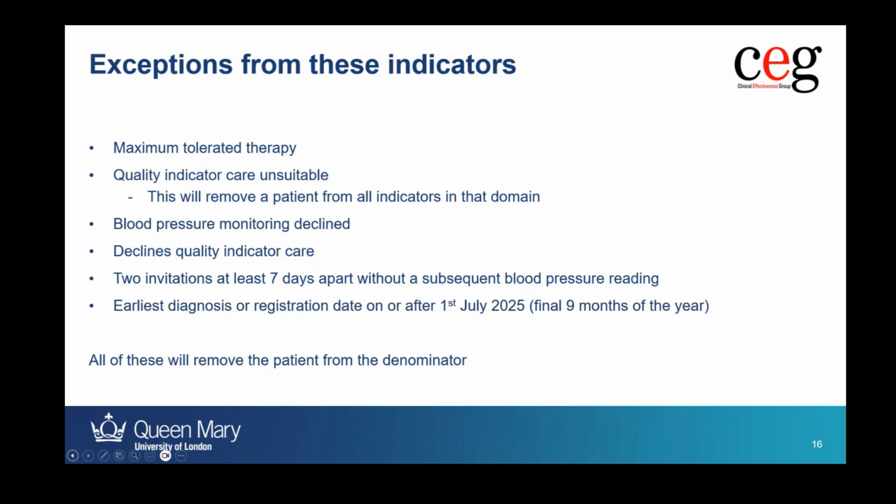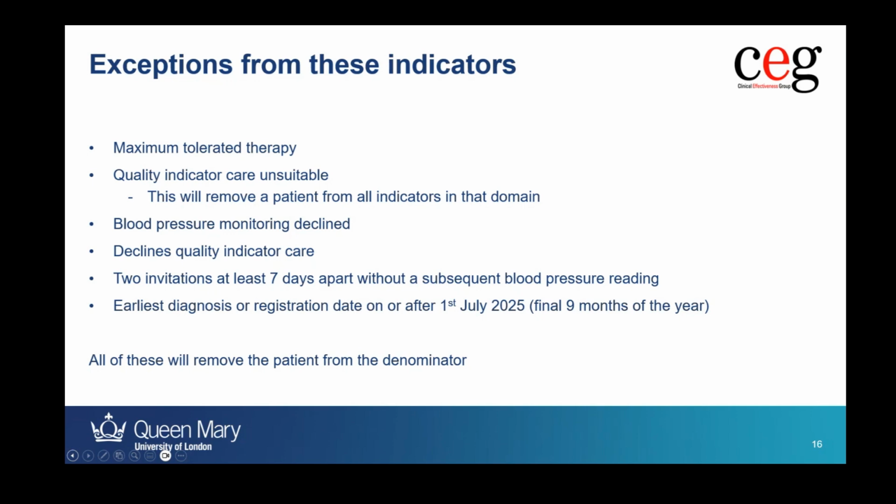There are codes for the quality indicator care being either unsuitable or declined by the patient, and they're subtly different as to whether the patient chooses not to participate in those indicators, or if they are actually unsuitable to be included. And that'll actually remove the patient from all the indicators in the domain. So if the quality indicator care for coronary heart disease was unsuitable, all CHD indicators will then be removed from the denominator of those. If the patient declines to have their blood pressure monitored, that will remove them.